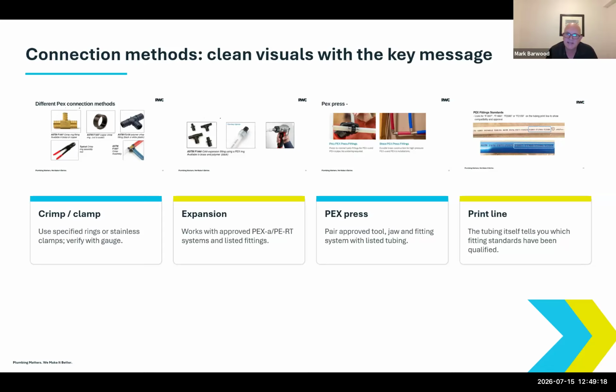PEX Press is like copper press. The fitting and the collar are one piece. The pipe gets put in. There's a little window on the fitting to see that the pipe's in all the way, and then you can crimp it. There's a hand crimper, but most contractors have a battery operated machine. When you look at PEX pipe, there's lots of writing on it. I just want to demystify a little bit of that in my next slide.